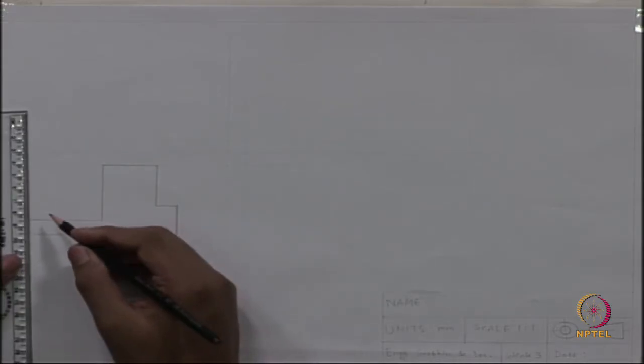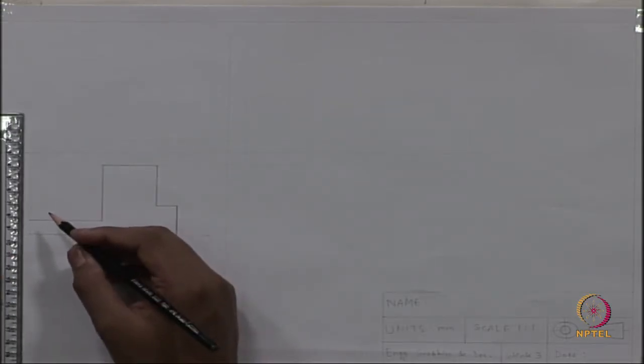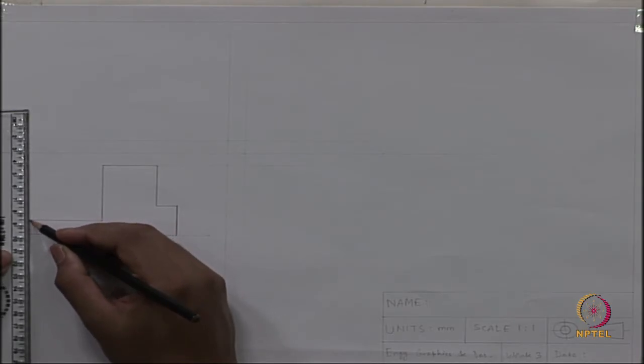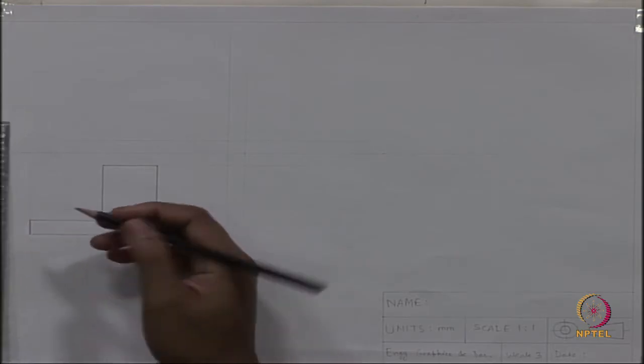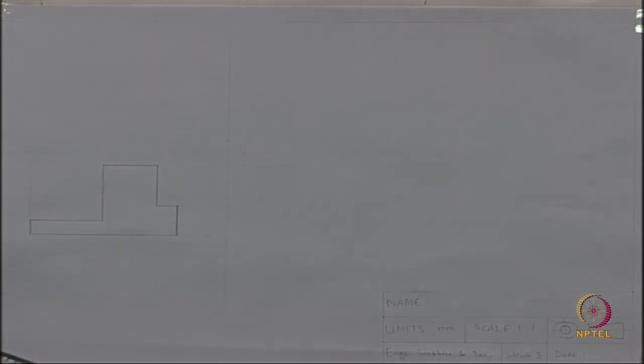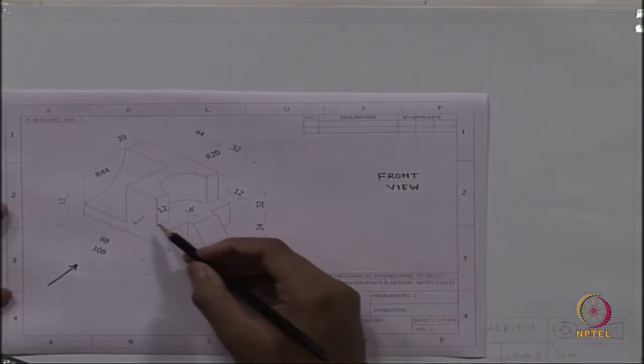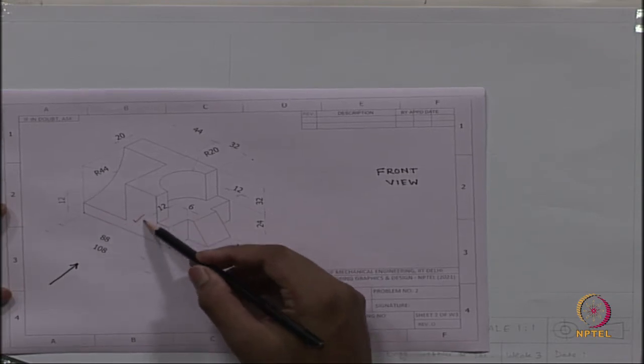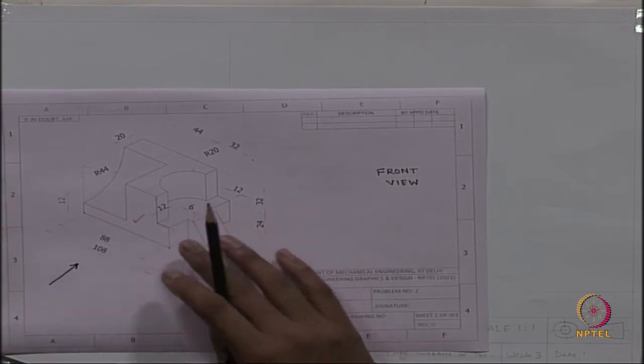And this is 12. You do not have to measure, because automatically if you just draw it, it will be 12. Our first object is done. We said in front view the first surface we will look at is this surface, and we are done.